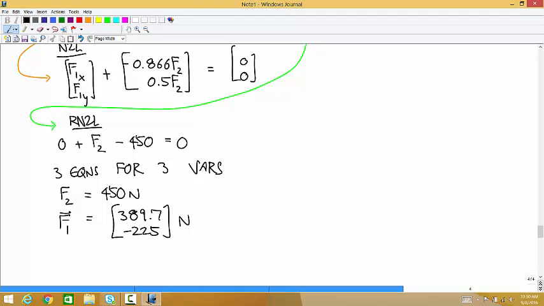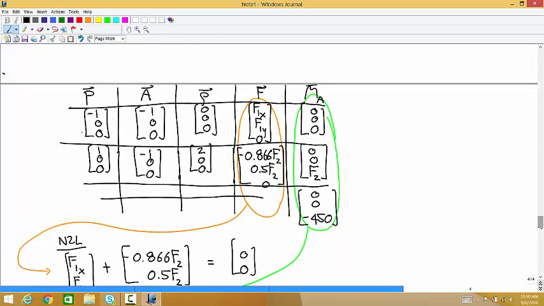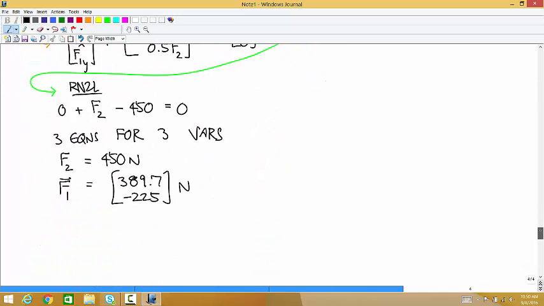Any questions about those? Why you choose the rotation? This 0 plus F2, like why is F2? I just went down the moment column and added up all the z components. Yep. Okay, that's it.